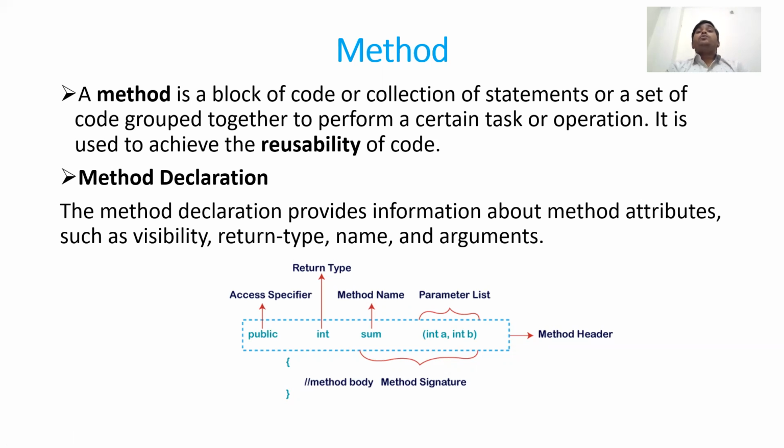Then we have to use a parameter list. Here, there are two parameters. They are integer A and integer B. It depends on the user's uses. It can be two types of parameters. It may be three types of parameters. It can be four kinds of parameters, and there can be no parameters also.